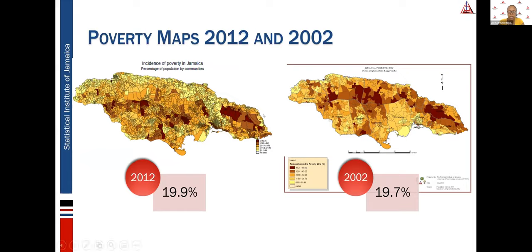However, what we saw was a shift in the distribution of poverty. So in 2002, you will see that a lot of the poverty was concentrated in the central part of the country. Whereas by 2012, along the resort areas, which are along the north coast of Jamaica, you see where poverty had significantly gone down.